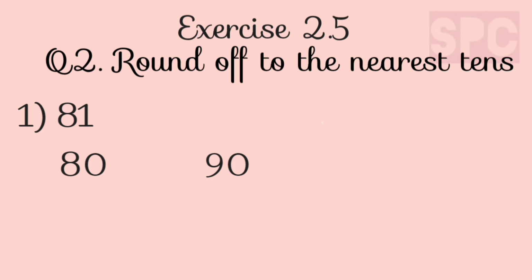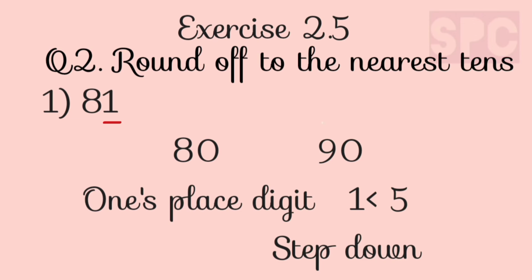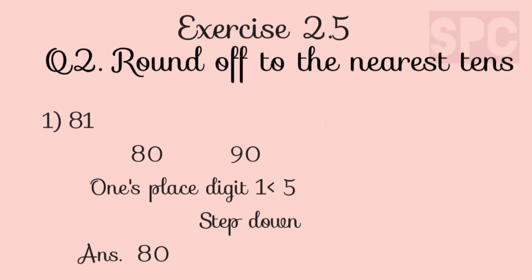Now whenever we have to round off any number to its nearest tens, we have to see the digit at ones place. If this digit is less than 5, then we will move down. If this digit is 5 or more than 5, then we'll move up. Now here the digit at ones place is 1, which is less than 5. So we will move down. So after rounding off 81, we will get the number 80.